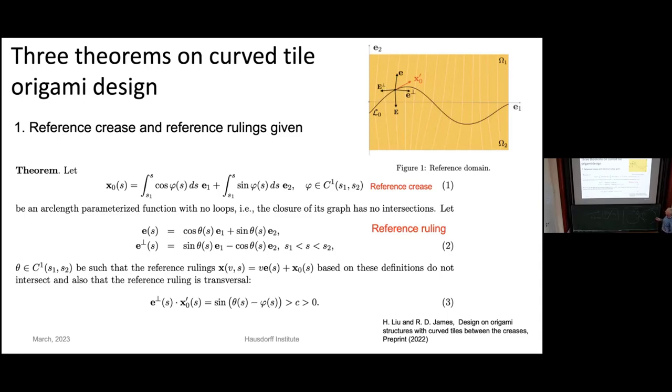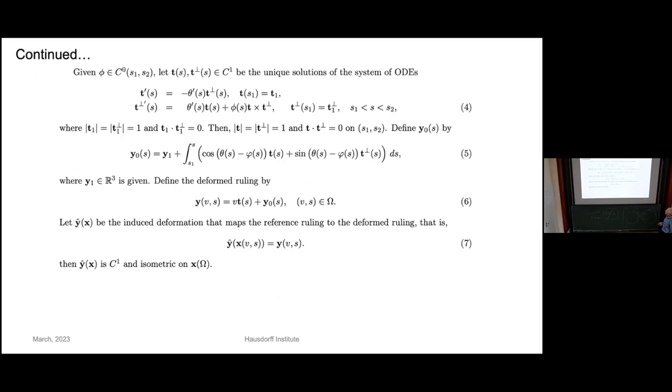So we give that information, and as I said, we're not going to deal with the microstructure of planar regions and all these crazy rulings. So we're going to assume that the rulings do not intersect and they're transversal to the crease. We have the freedom to give a continuous function phi, and solve these ordinary differential equations. So there's going to be a freedom to assign a single angle as a function of arc length s.